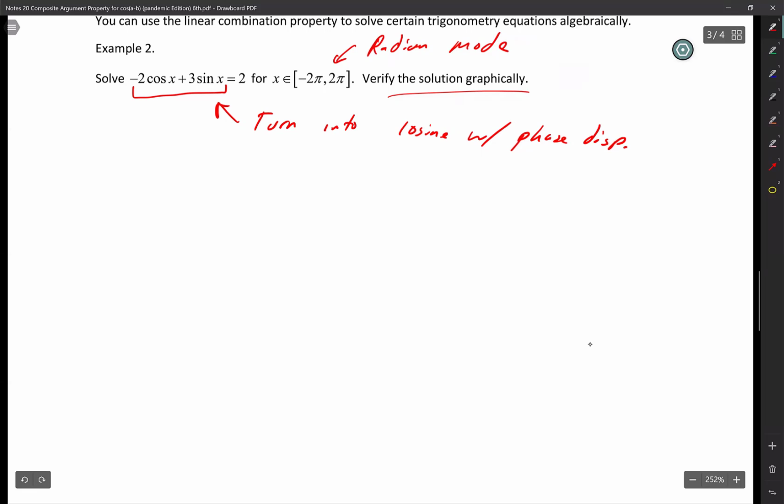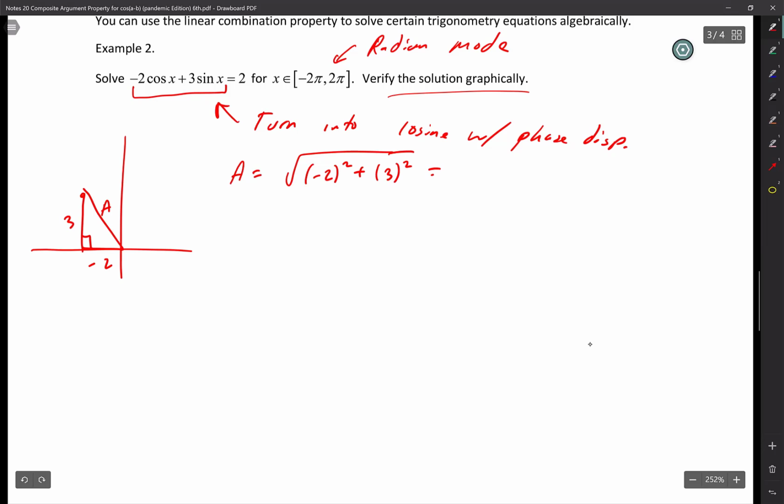So how do I turn it into cosine? I make a little grid. I go -2 and then +3, not to scale. I draw my little triangle. There's my right triangle. And then I find my amplitude. The amplitude is equal to the square root of -2 squared plus 3 squared. Oh, some of you guys are telling me that when you square a negative number, it stays negative. I know because I graded your homework.